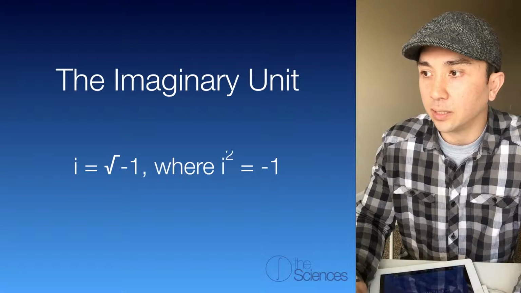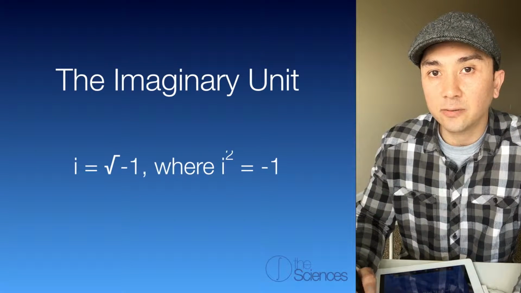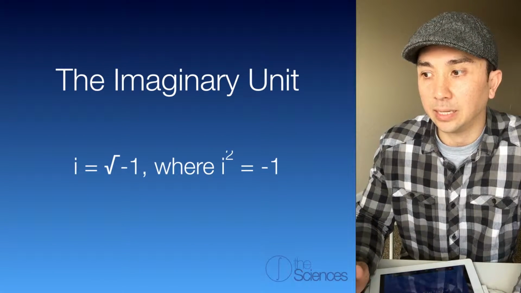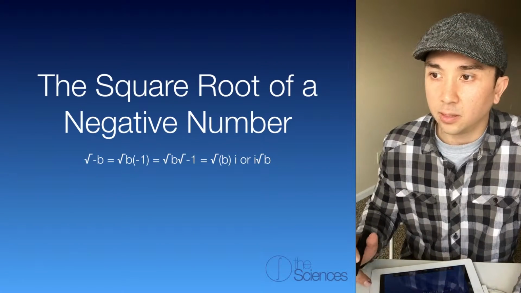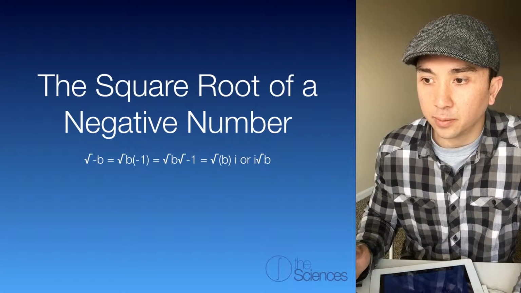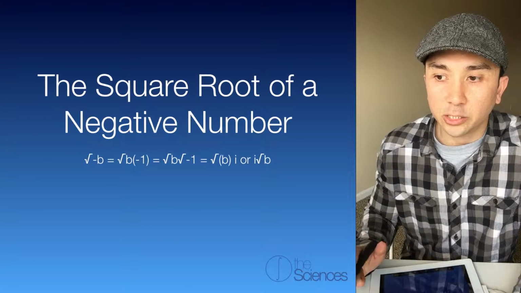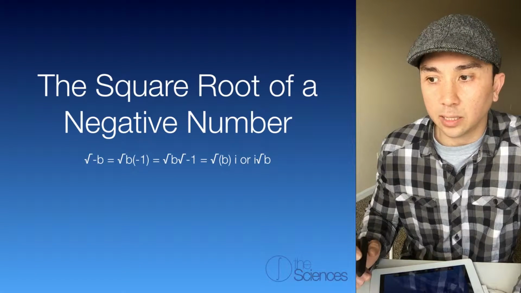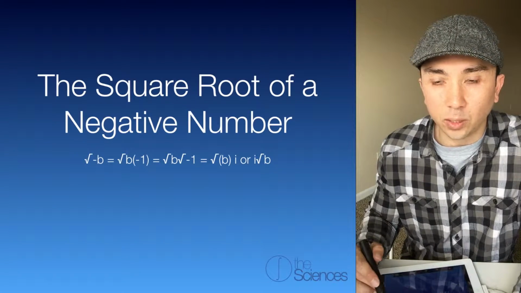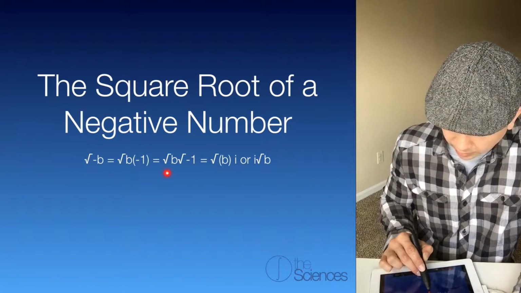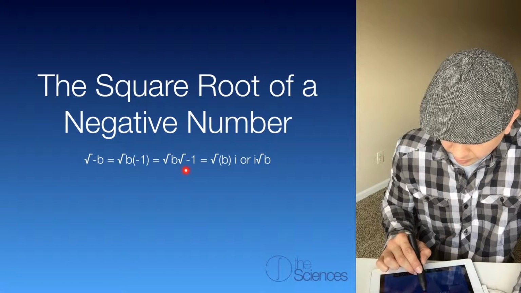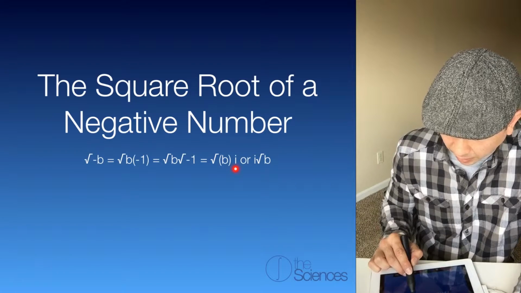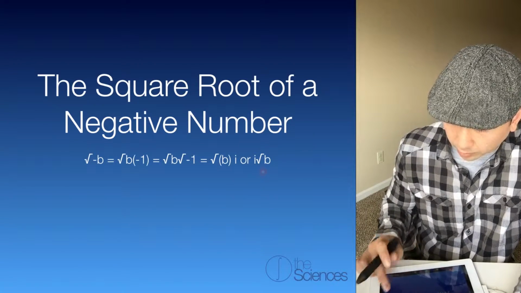So the imaginary unit i equals the square root of negative 1, where i squared equals negative 1. Now the square root of a negative number, such as the square root of negative b, equals the square root of b times negative 1, which equals the square root of b times the square root of negative 1, or the square root of b times i, or i times the square root of b.